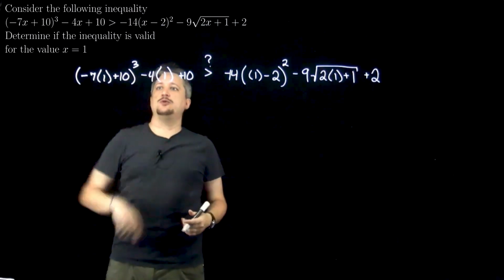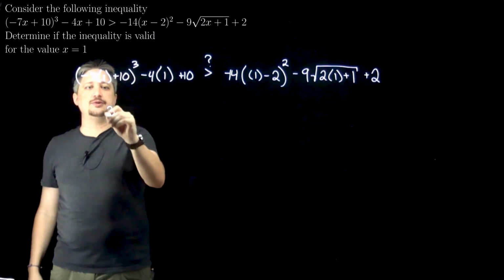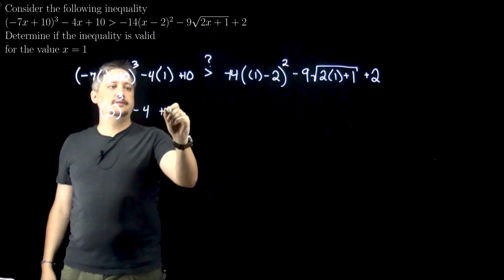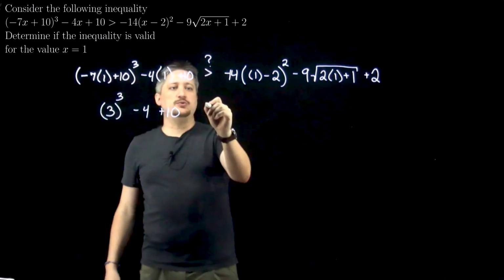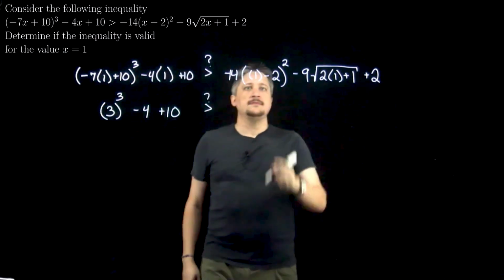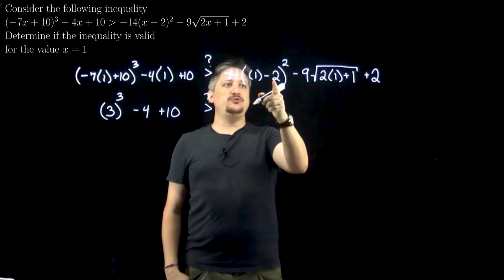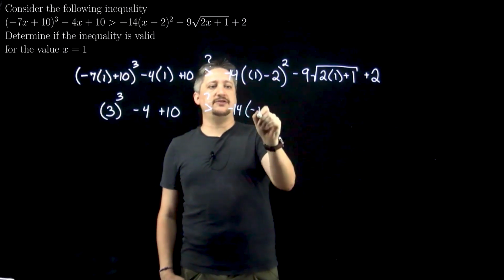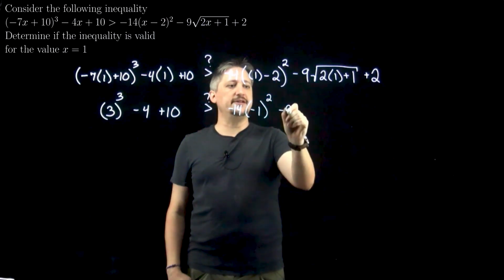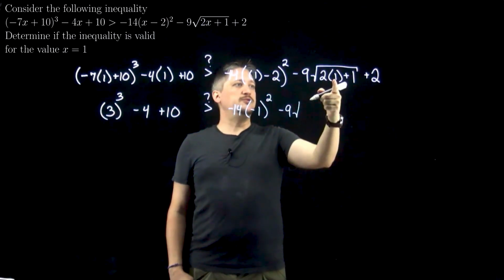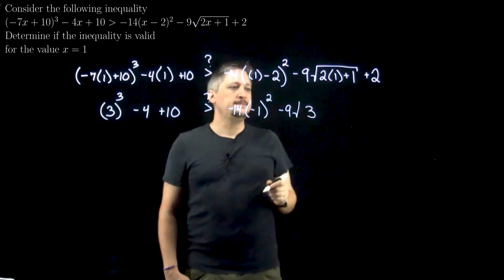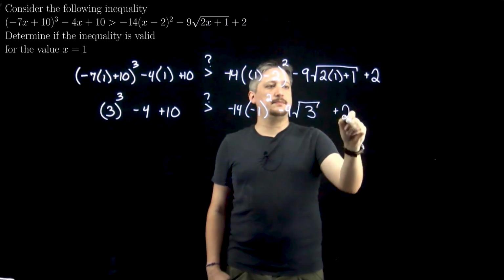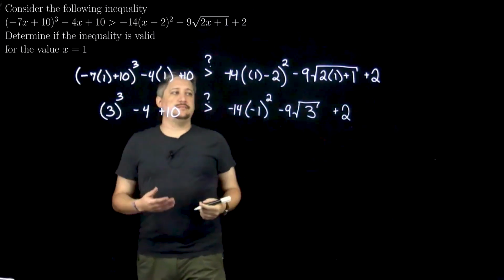So negative 7 times 1, that's negative 7 plus 10, so that's going to be 3 inside, minus 4 plus 10. And again, I don't know if this is greater than or not. Here I'm going to have 1 minus 2, so that's negative 2, plus 1 is negative 1, so I'm going to have negative 14 times negative 1 squared minus 9 times square root of 2 times 1 is 2 plus 1 is 3. And then that's in the square root, and then I have plus 2. Okay. All right, keep going here.